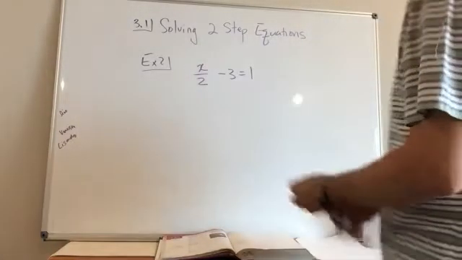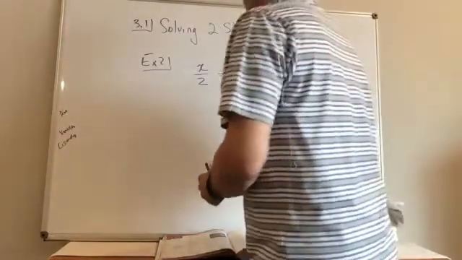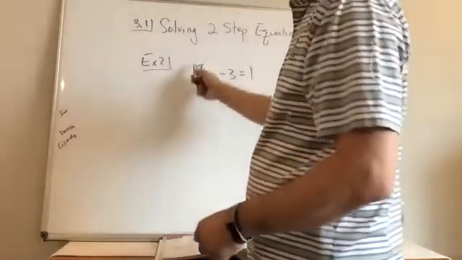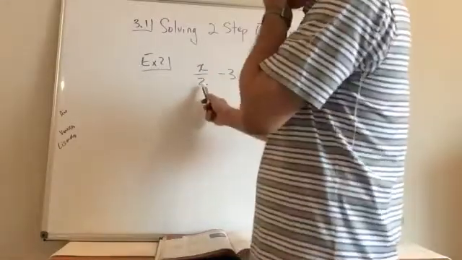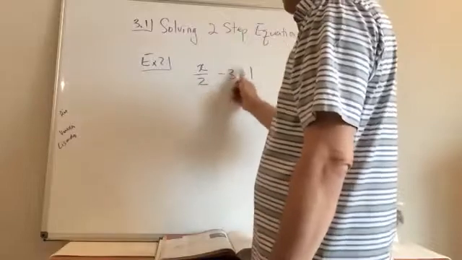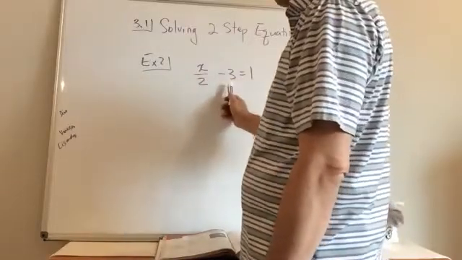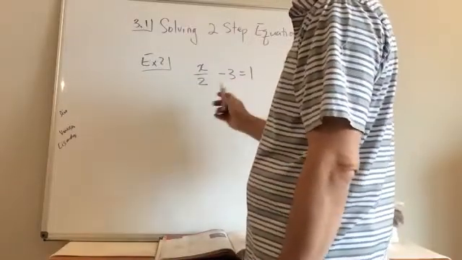Well, this is x divided by 2, right? But you want to get x divided by 2 all by itself, which means that you need to get rid of the minus 3. How are you going to get rid of the minus 3?